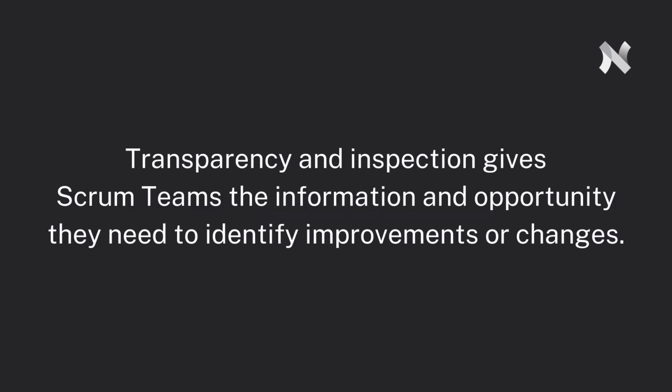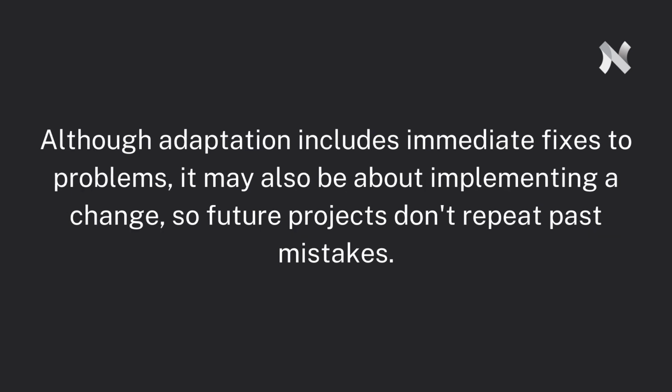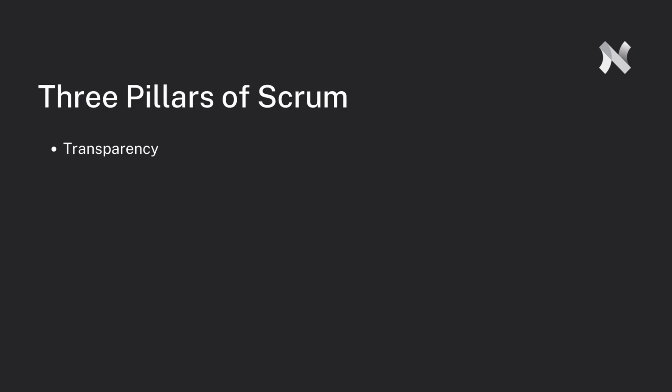Transparency and inspection give Scrum teams the information and opportunity they need to identify improvements or changes. Although adaptation includes immediate fixes to problems, it may also be about implementing a change so future projects don't repeat past mistakes. Now you know the 3 pillars that act as a foundation to Scrum: transparency, inspection, and adaptation.